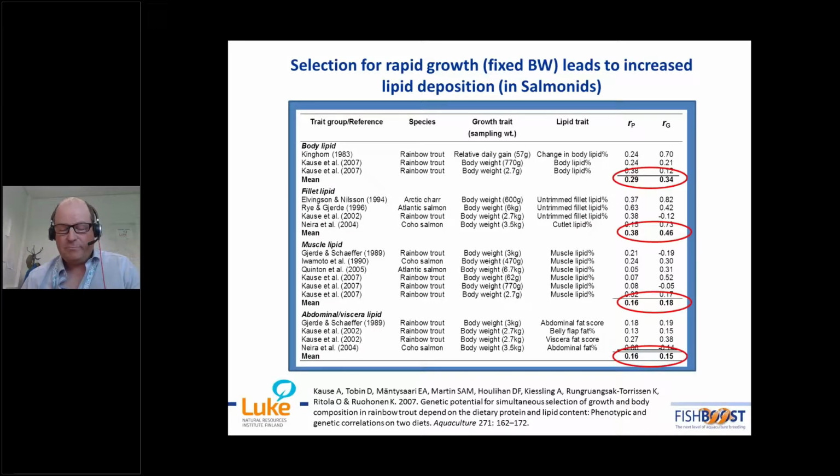Kasper will talk about how fixed body weight versus a fixed age at slaughter will influence the genetic correlation. So it's also possible that you grow fast-growing fish for a shorter time rather than use a fixed body weight.